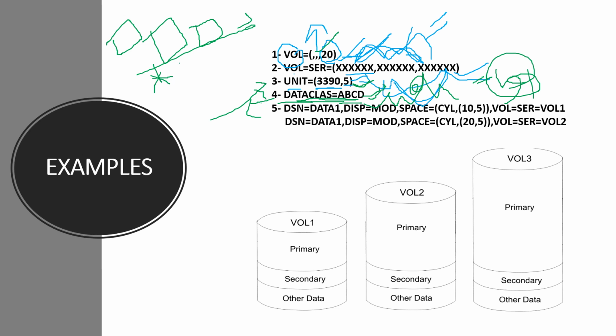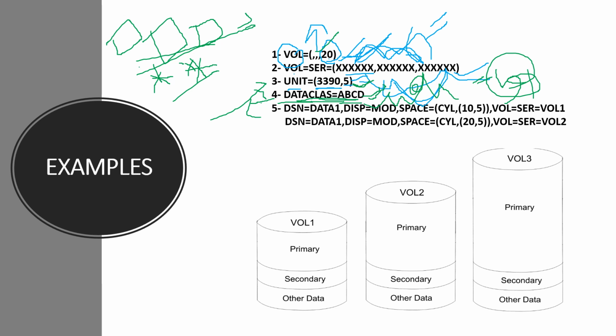Okay, the candidate volumes. Suppose there is space here, and you have given 5 here. What happens? Of the allocation you have given, the data set takes only 3 volumes. And what about the other 2 volumes, the other 2 allocations? They will stay with the data set, but are called candidate volumes.